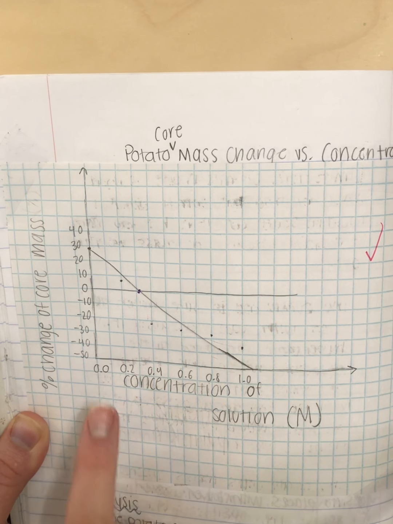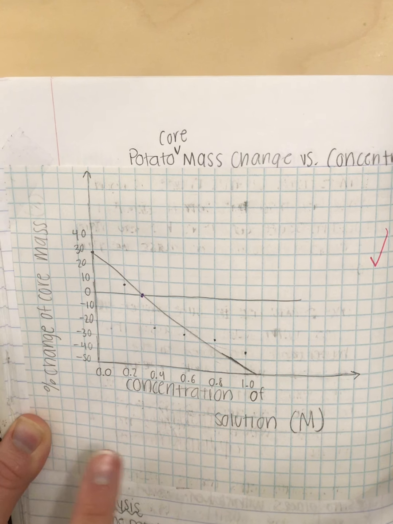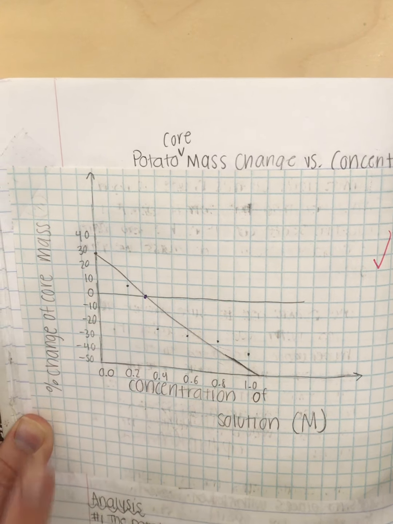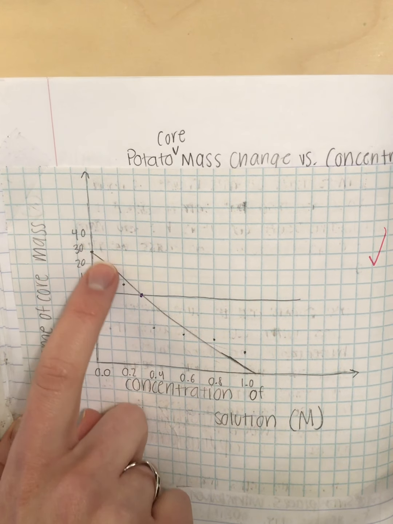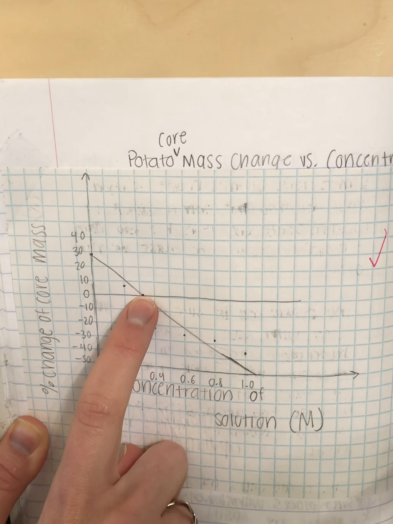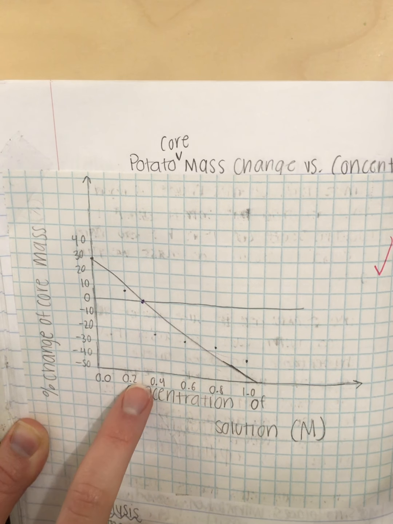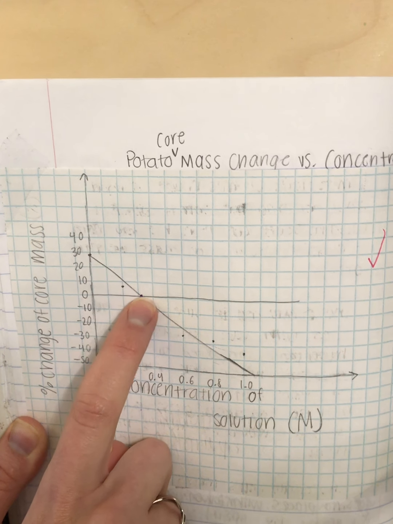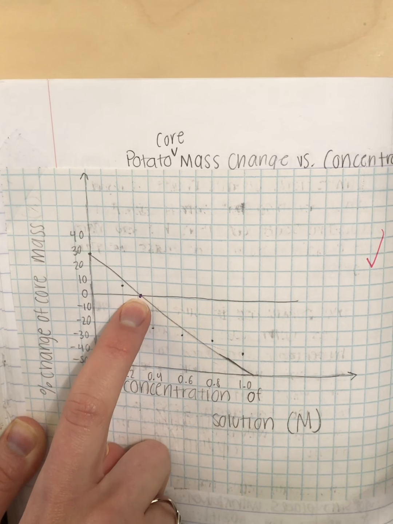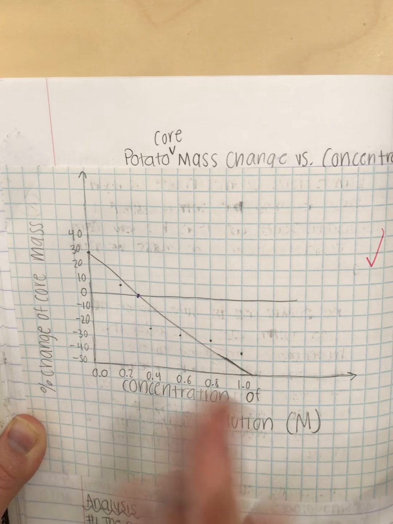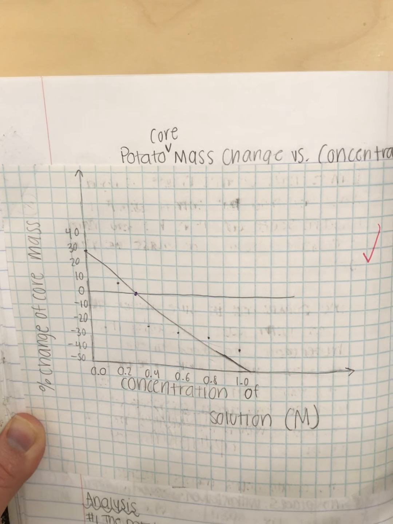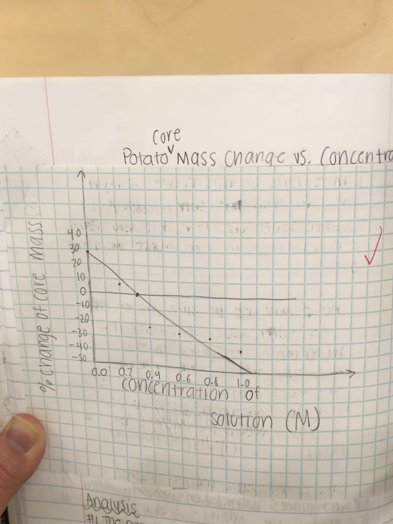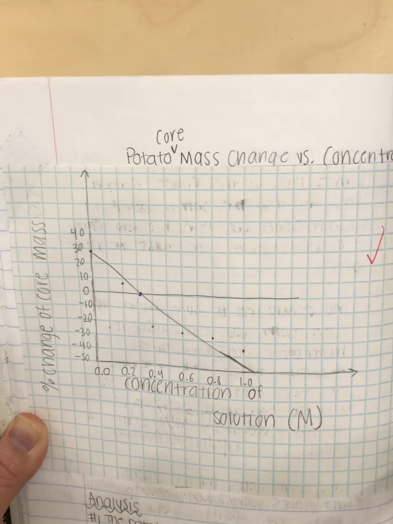So we were looking for where our line of best fit crossed the x-axis. In this case, it was at about 0.3 molar. So our potato core probably had about a 0.3 molar concentration. That's where it would have been isotonic to the solution if we had a 0.3 molar solution to put it in, meaning the same amount of water going in as coming out.